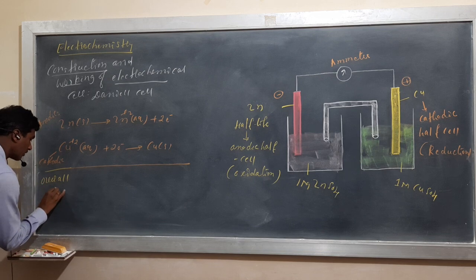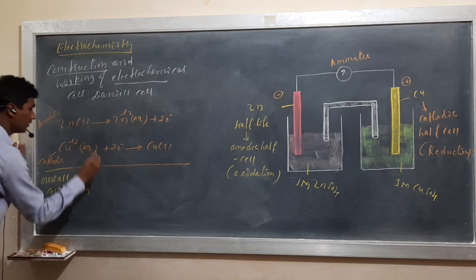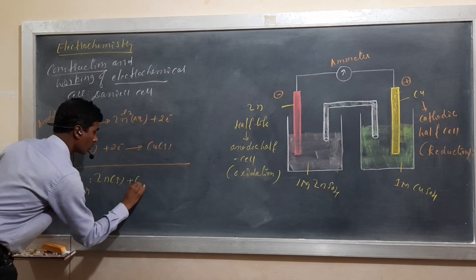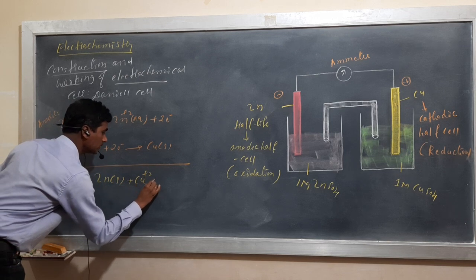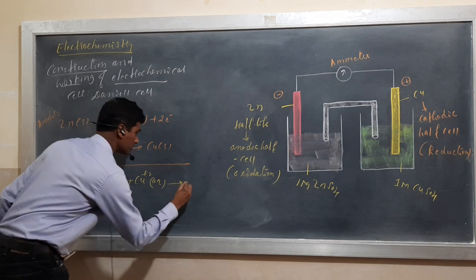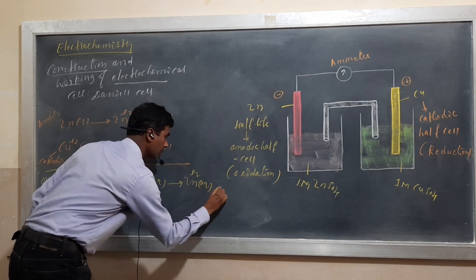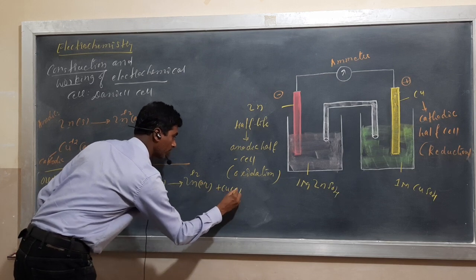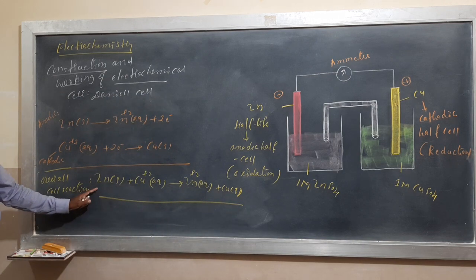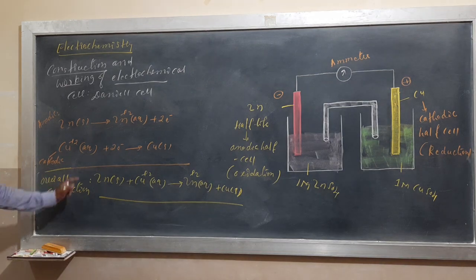Overall cell reaction. So what is this overall cell reaction? Zinc solid plus copper 2+ aqueous produces Zn2+ aqueous plus copper solid. This is called the overall cell reaction.